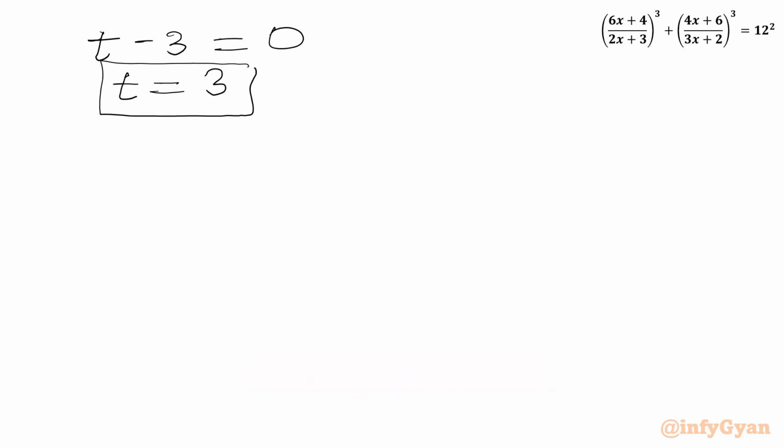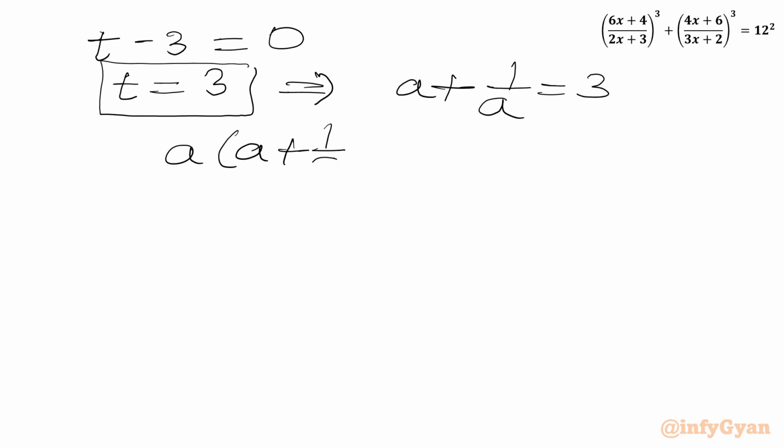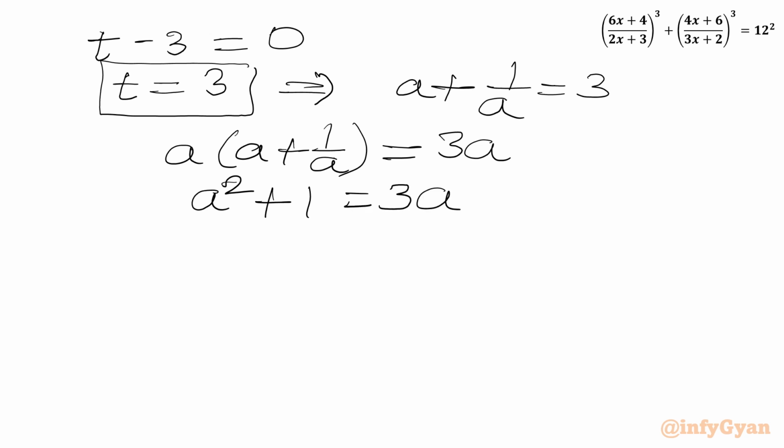Now t was our substitution. This was a plus 1 over a. So I will write a plus 1 over a equal to 3. Let's solve this equation first. Now I will multiply both sides by a, so a square plus 1 equal to 3a, or we can write a square minus 3a plus 1 equal to 0.